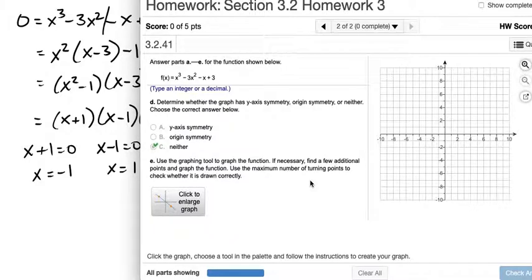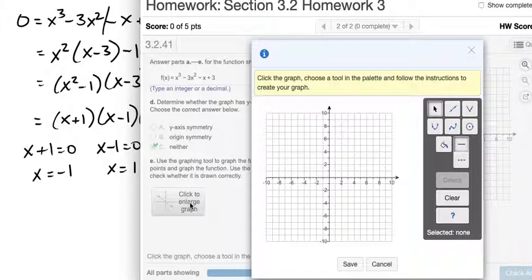And lastly, I can do the graph. So click to Enlarge Graph. Now the tool that we're going to be using in the graph toolbar is the one in the middle of the second row. It's called the 4-point cubic tool. And it says 4-point tool. That means that you need to click on 4 points all together to make the graph.